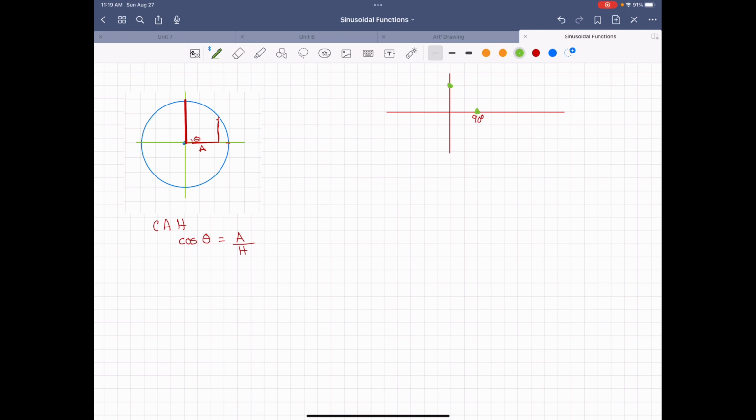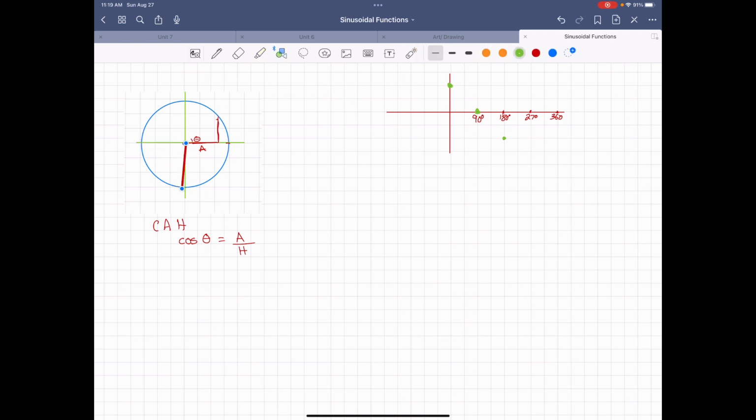And then if I continue to rotate this way, at 180 degrees, we want to consider 180 degrees, and then 270 degrees, and then 360. Okay, so at 180 degrees, the adjacent side is -1, meaning it is on the opposite side, so it's -1 away from the y-axis. And then it will continue rotating.